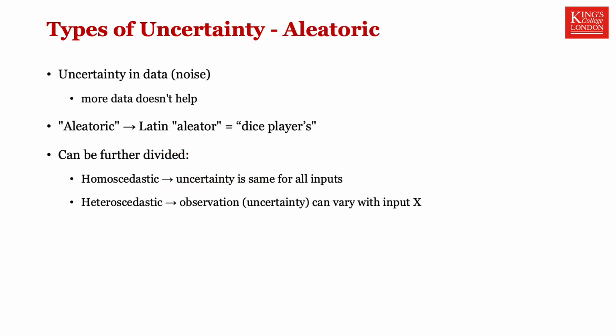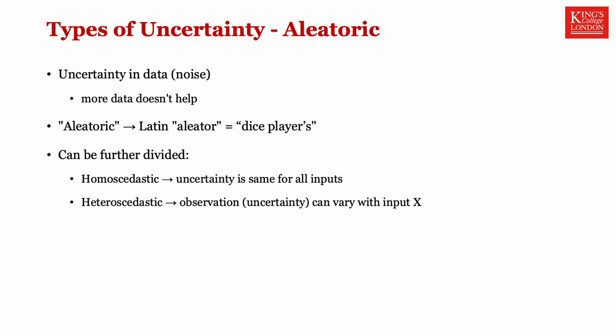So when we're looking into the aleatoric uncertainty, we're looking into uncertainty in the data, which you can think about as noise. Obviously, it's not just noise in the way that we think about Gaussian noise, for example. It's any type of variations in the data that are not helpful, if that makes sense. So aleatoric comes from the Latin word aleator, which comes from dice players. And that's because it has to do with the randomness of the observation itself.